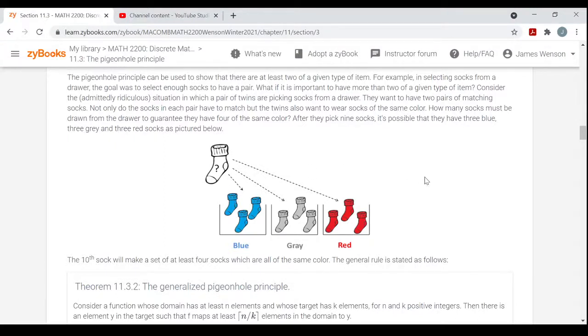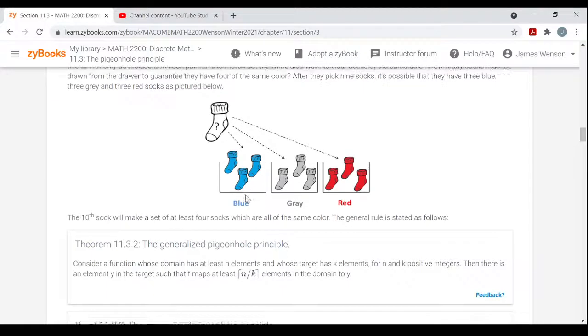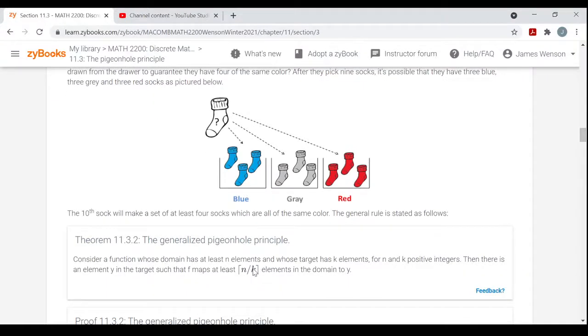The target was the colors, right? Blue, gray, and red. So the target had 3 elements, a cardinality of 3. And if the domain has a cardinality of 10, I pull 10 socks and assign each sock to its color. 10 divided by 3 is 3 1/3. And the ceiling of 3 1/3 is 4.